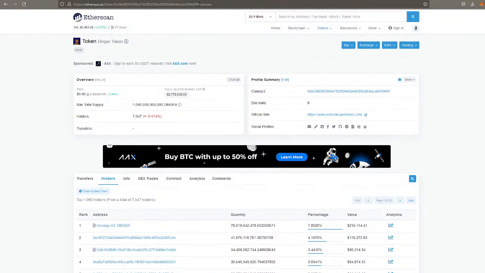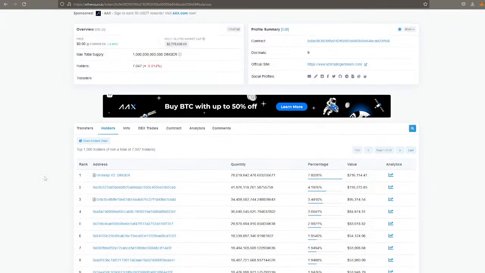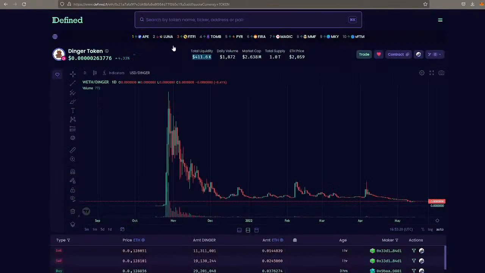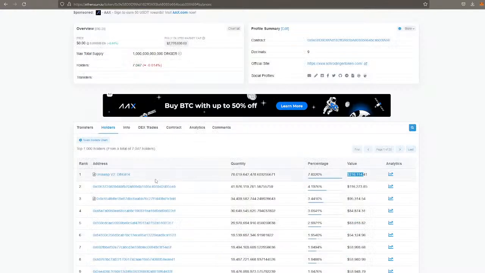We'll get into this a little bit later when I talk about Etherscan. I'm on just the Dinger token's page right now, looking at our total holders. And we know that the Uniswap pool is right here. So there are 78 billion Dinger tokens in there, or $216,000 worth of value, paired with an equivalent dollar value amount of Ethereum.